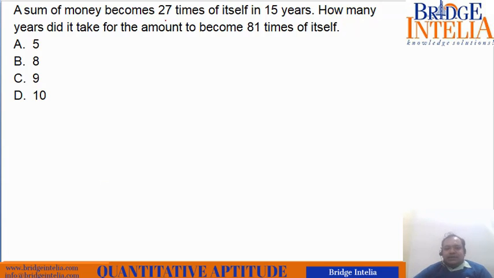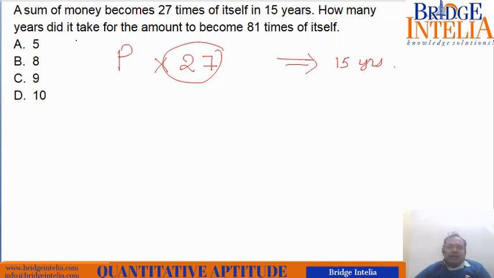A sum of money becomes 27 times of itself in 15 years. So P got multiplied by 27 in 15 years. Question is, how many years did it take for the amount to become 81 times of itself? The correct question is how many more years? So how many more years did it take for the amount to become 81 times of itself? Please remember, this is how many more years. So this is the premise of the question.